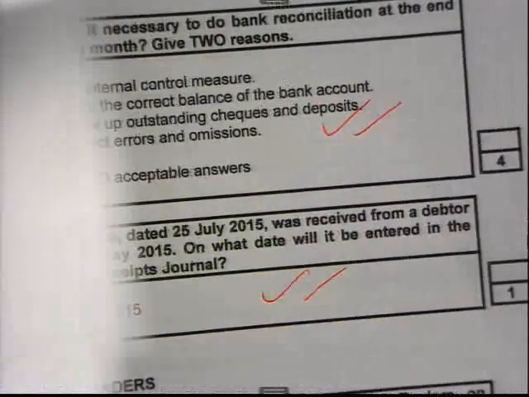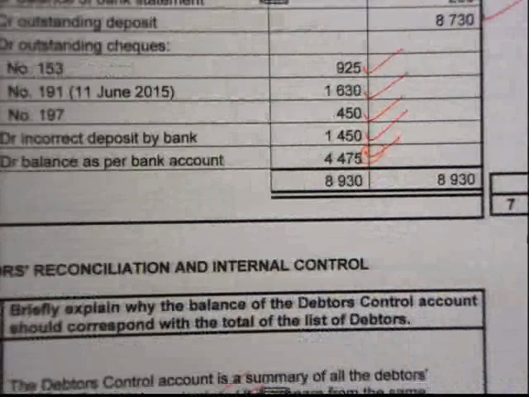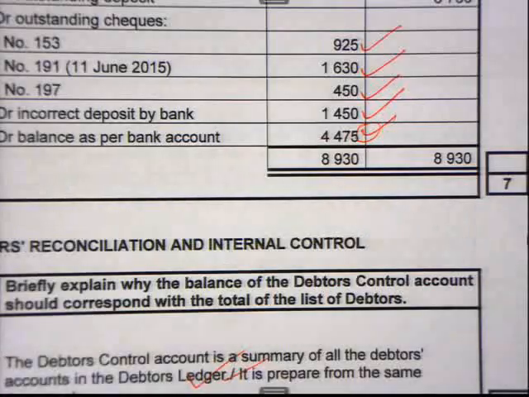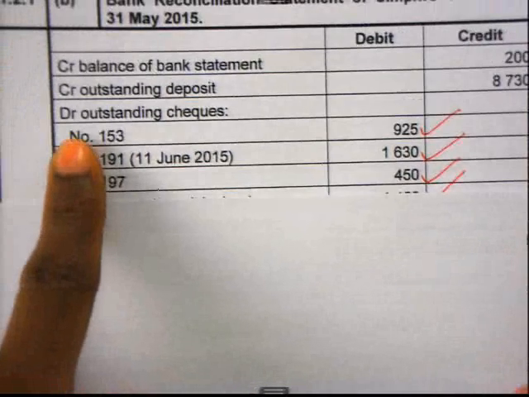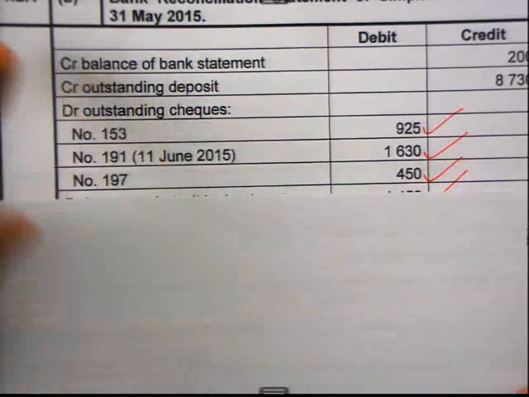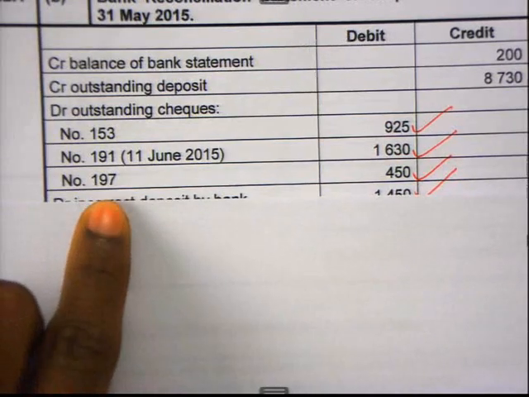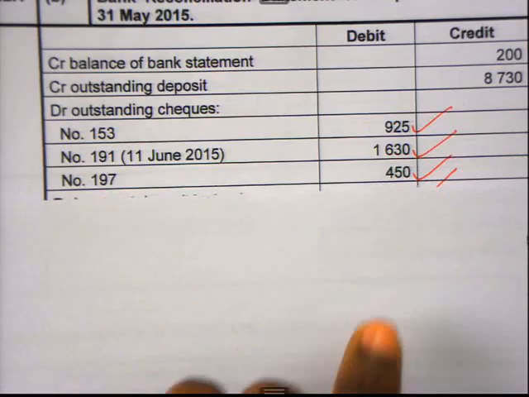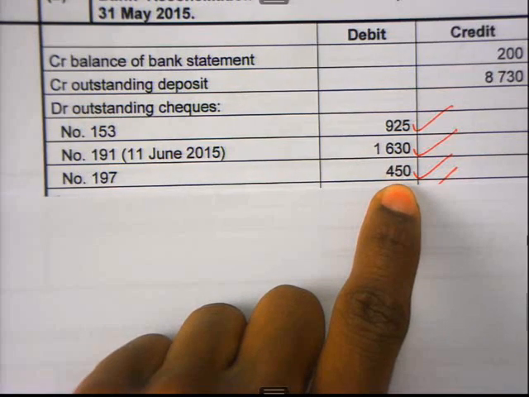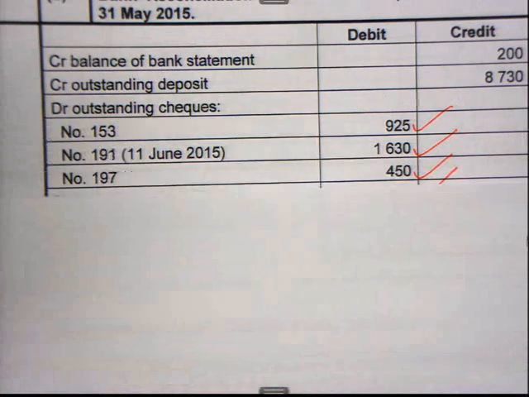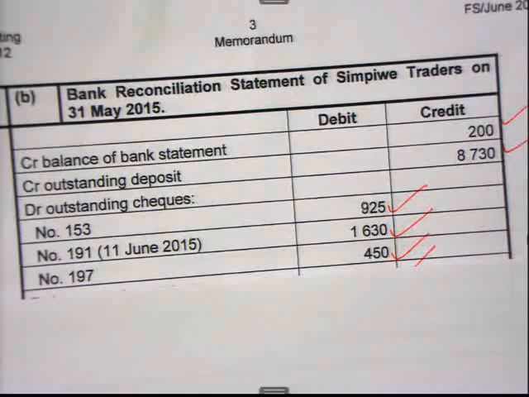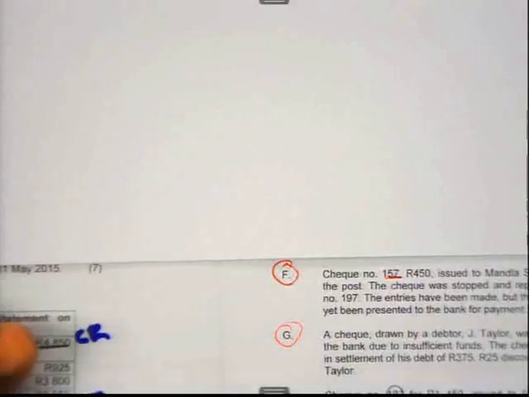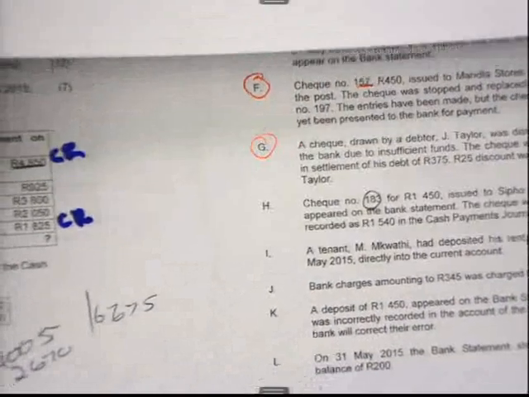So immediately what action will you take? With this check, you will reflect it in your current BRS as debit outstanding check, the number 197, the amount 450, because the check was replaced and it was not yet presented at the bank for payment, so it will still be reflected again under our current BRS. And we move to information G.